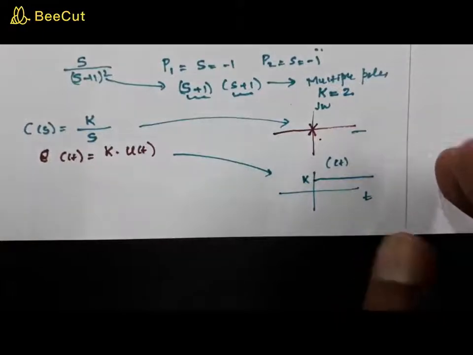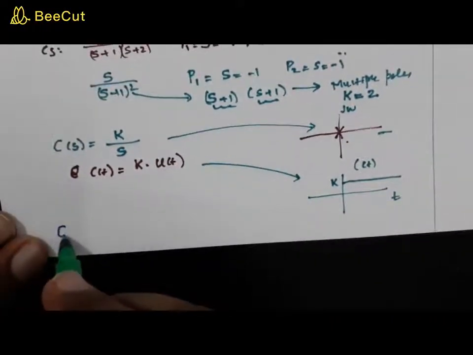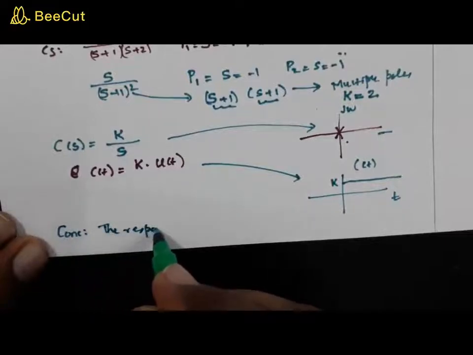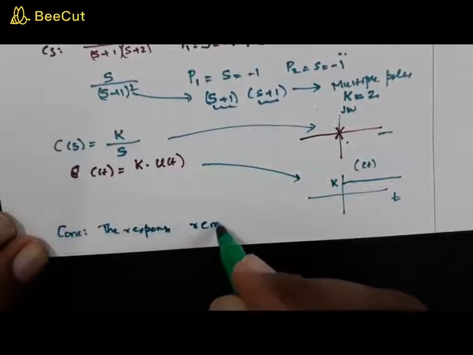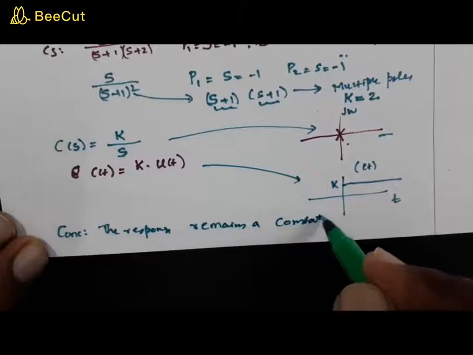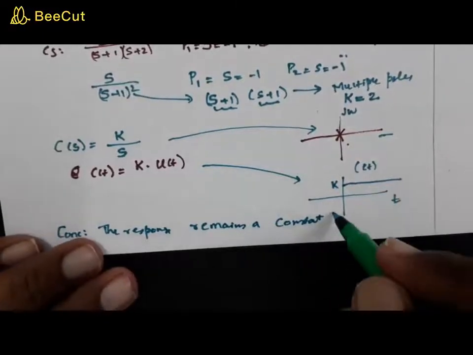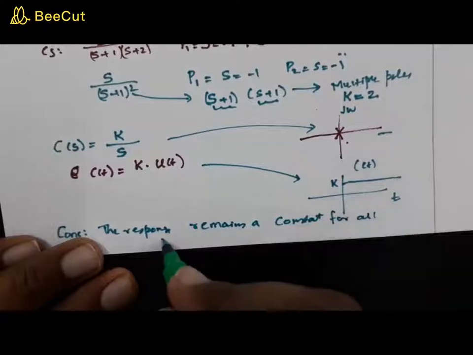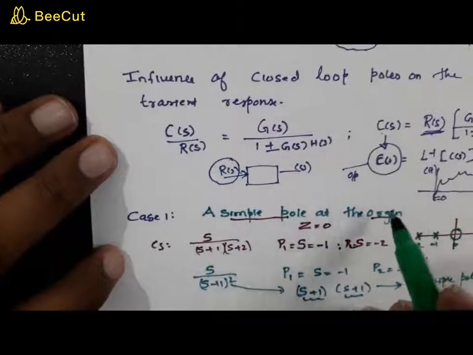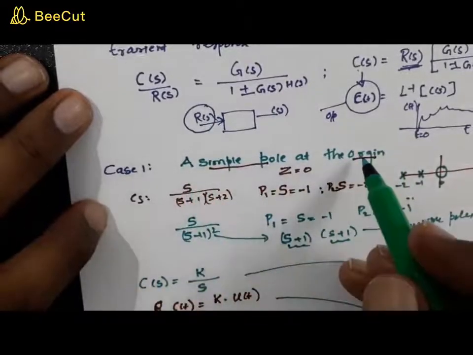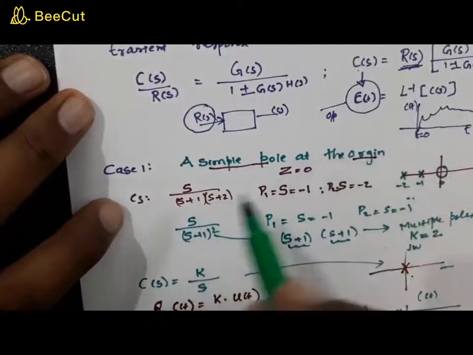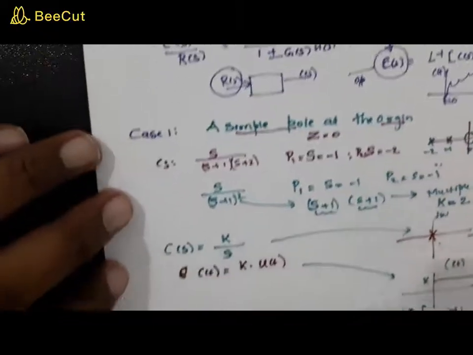The response remains. So what you conclude is, the conclusion is, the response remains a constant, right? Constant for all values of t, when you have only a simple pole at the origin. Do remember, it is only when you have the simple pole. Now when you have different combinations of poles, then the response can change.